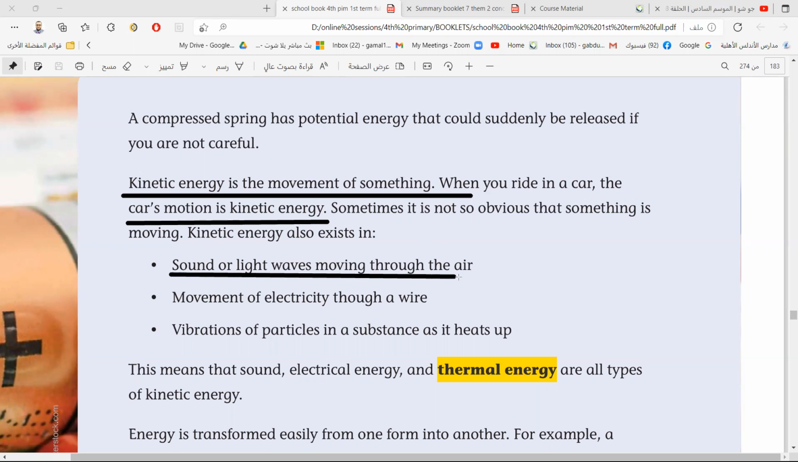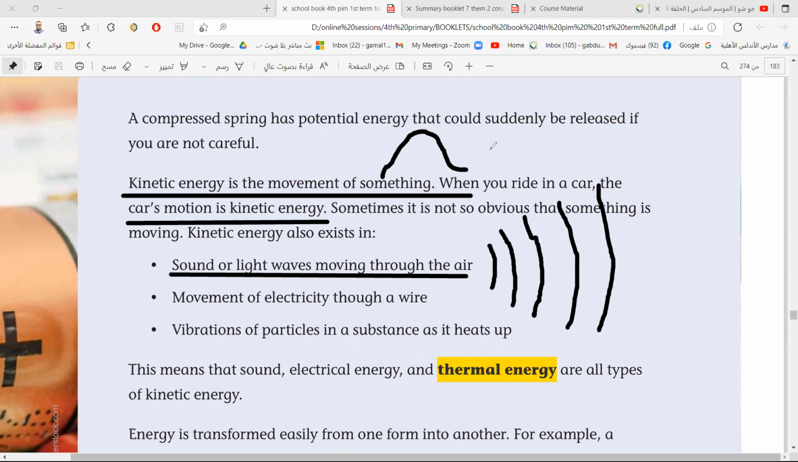Sound and light waves. You know, sound moves in the air and light moves in the air. Sound and light are moving, but in a wave. Do you know the meaning of wave? Like this. Sound moves in a wave like this. The light is moving in another way, like this wave.